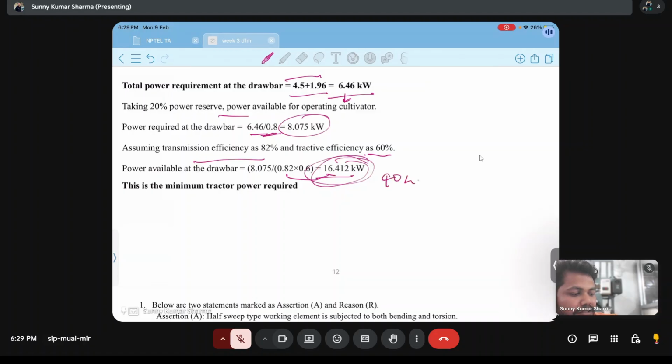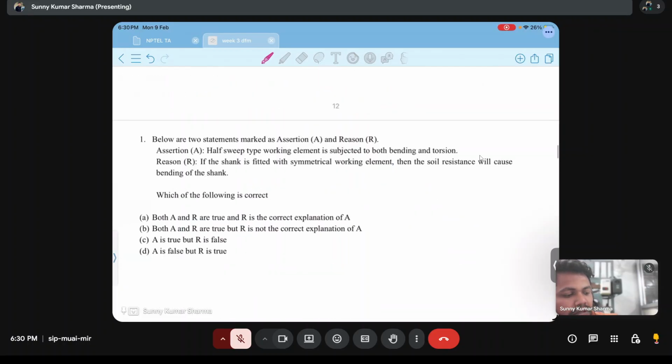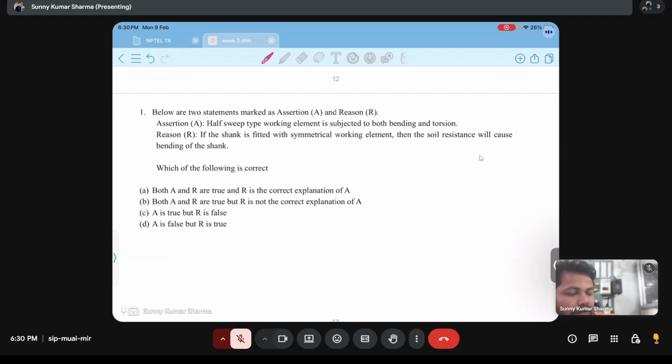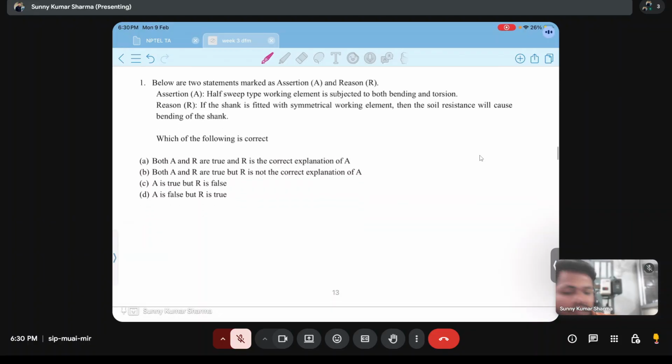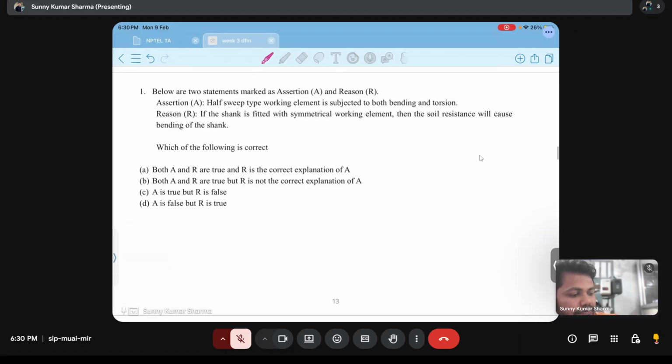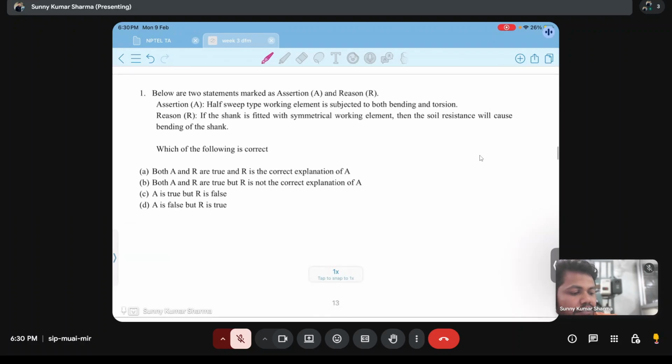We have a 40 HP tractor, 35 HP tractor. Compared to that, this power is very less. So our design will be safe. If we have understood till here, it is very easy for us to solve the numerical assignments of the last year. So in the assignment of week 3, the first question was on assertion and reason.